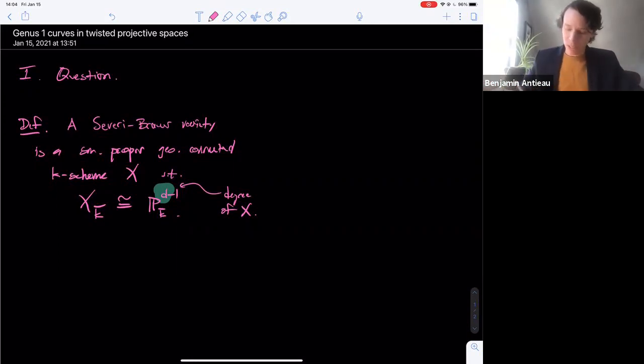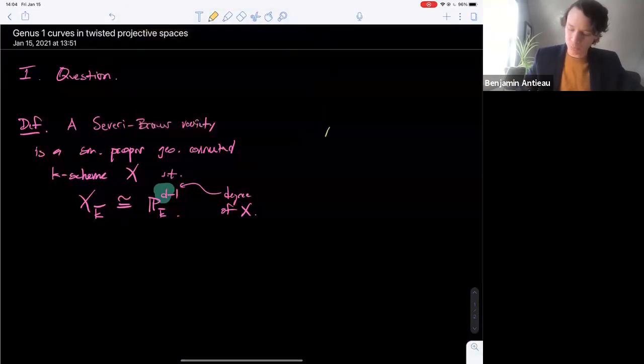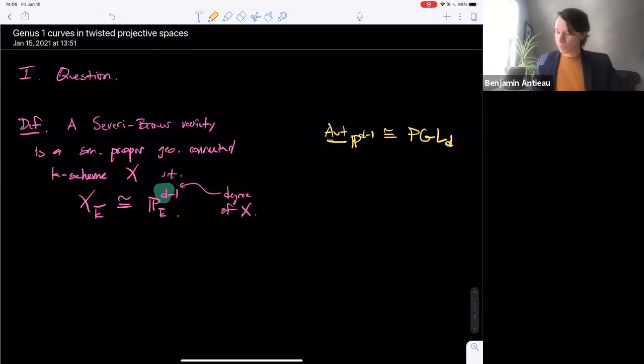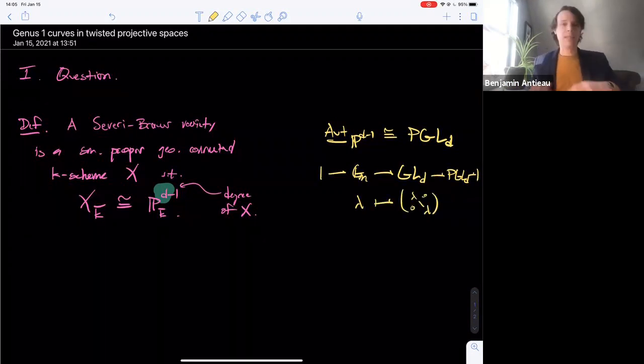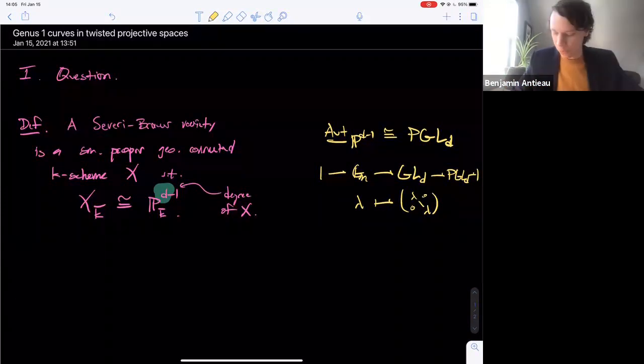As a result, because we know what the automorphisms of projective space are, the automorphism scheme of (D minus one)-dimensional projective space is the reductive group PGL_D. If you're not familiar with that, that's the projective general linear group. It sits inside an exact sequence: G_m includes into GL_D, and then PGL_D is the quotient. This sends a unit lambda to the diagonal matrix with lambda on the diagonal and zero elsewhere. That's exactly the center of GL_D. We quotient out by the central subgroup and we get the projective general linear group, the automorphism group scheme of projective space.